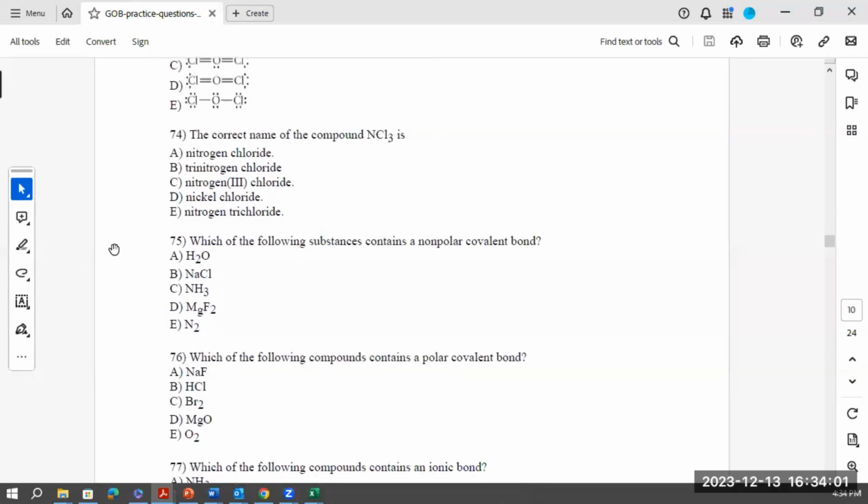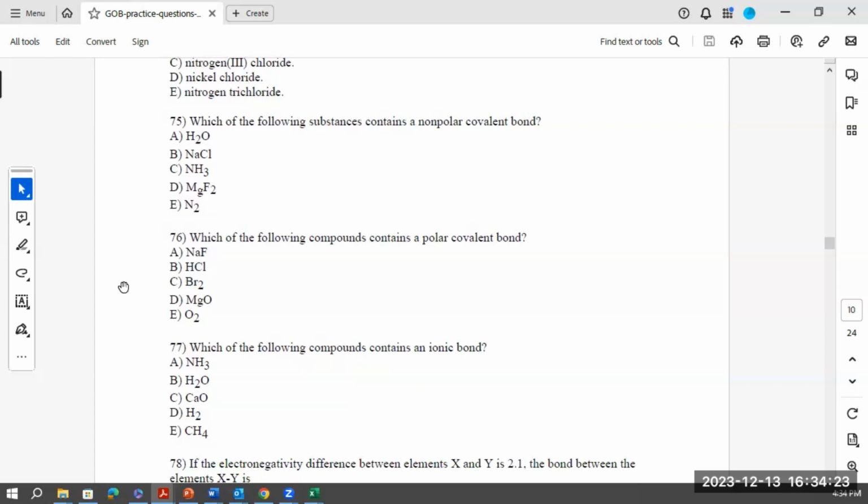Okay. The correct name for the compound NCl3. E is correct. So it would be nitrogen trichloride. And that's because we know that covalently bonded compounds use the Greek prefixes. Good job.